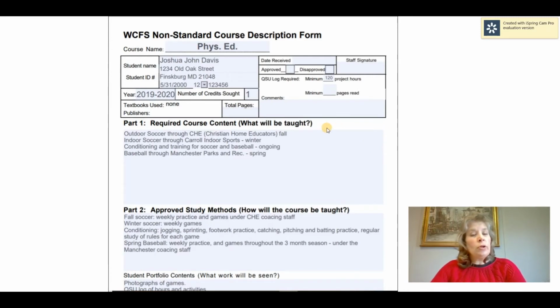Part 1, required course content. What will be taught? This student will be participating in outdoor soccer through CHE, which is Christian Home Educators, in the fall. He will be participating in indoor soccer through Carroll Indoor Sports in the winter months. Conditioning and training for soccer and baseball is ongoing throughout the year. And he will be participating in baseball through Manchester Parks and Rec in the spring.